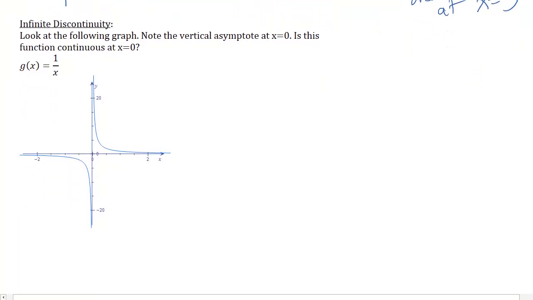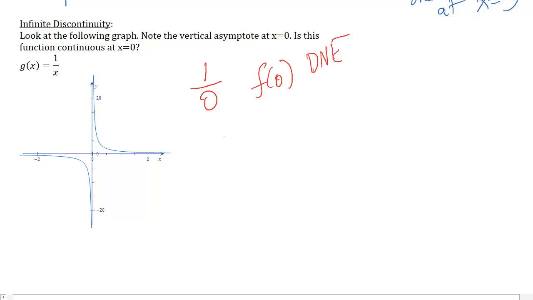On to our final example. Look at the following graph. Note the vertical asymptote at x equals 0. Is this function continuous at x equals 0? Well, as you can see, there's a vertical asymptote going straight up there. And obviously it's not continuous because it can't jump from way down there to way up there. It just doesn't happen. Additionally, when we plug in 0 for x, we get the point 1 over 0. That's not a number. That would just come up as an error on your calculator. That does not exist. There is no y value at the point x equals 0. So f of 0 does not exist.